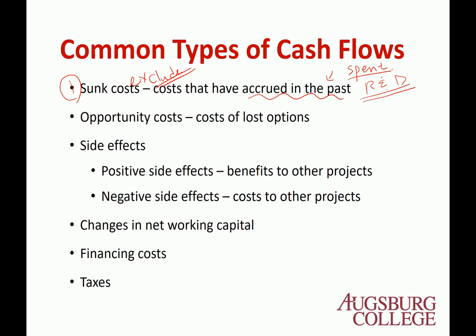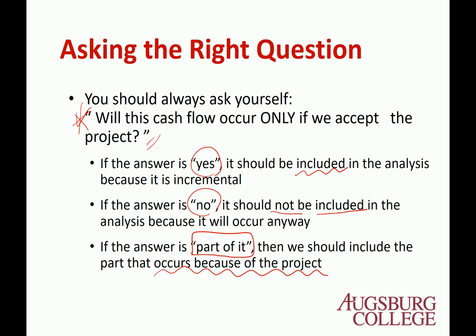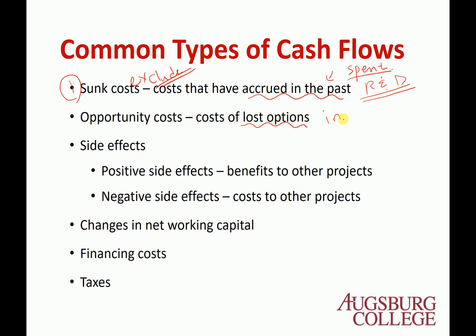Now the second one is the opportunity cost. Opportunity cost is the cost of loss of options. So if you have two projects and you lose options because of the other one, then that's the cost. And this opportunity cost occurs, again, only if we accept the project. If we reject this project, this opportunity cost does not occur, so we have to include it.